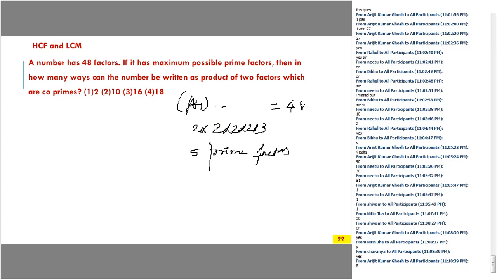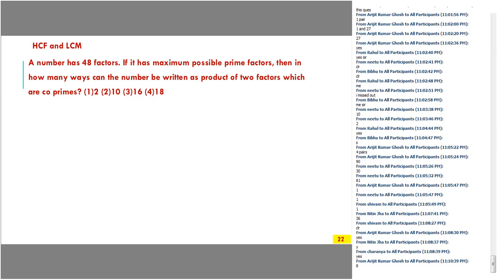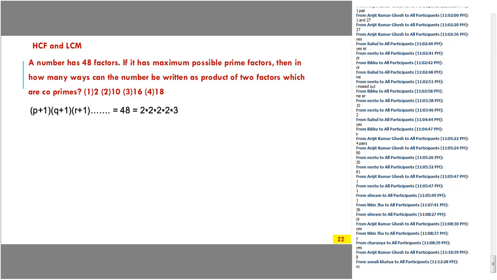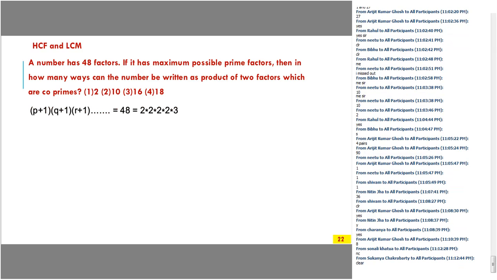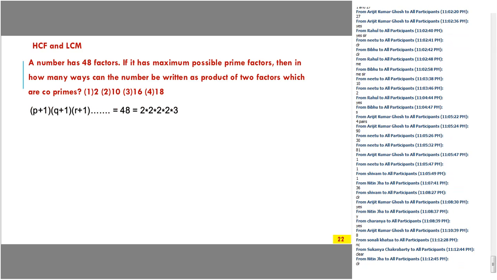How many are clear? The answer is 16. How many are not clear? What is given to us is P plus 1 into Q plus 1 into R plus 1 is 48. How many are clear with this?